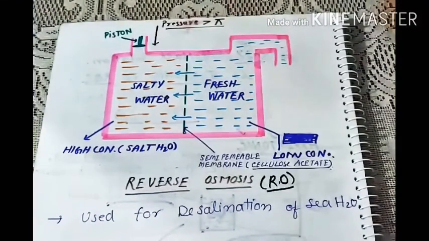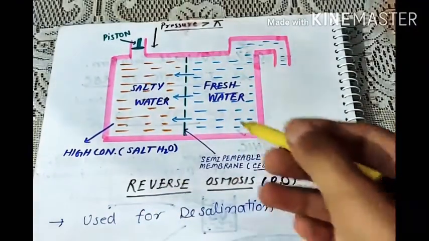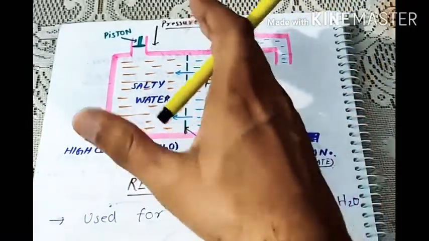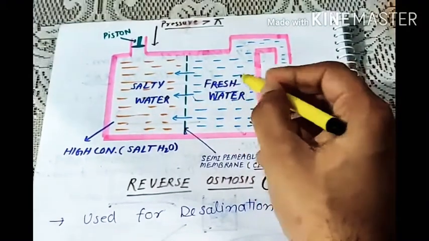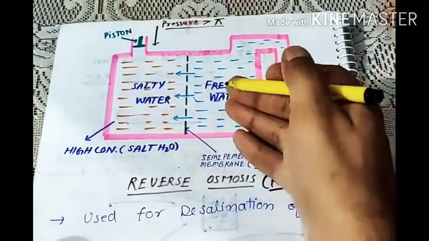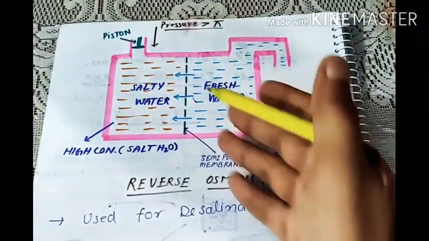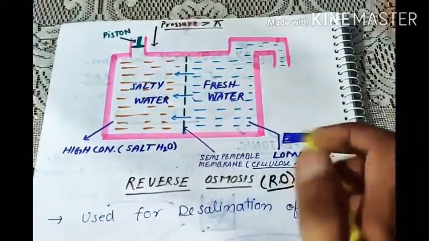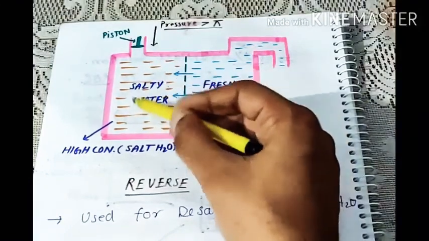Okay, listen class, do you remember this diagram? Suppose it is a container, and on the right side of this container we have fresh water. Fresh water means it has low concentration, no salt available here. And the left side of the container has salty water. Salty water means we have salt as a solute in this container.